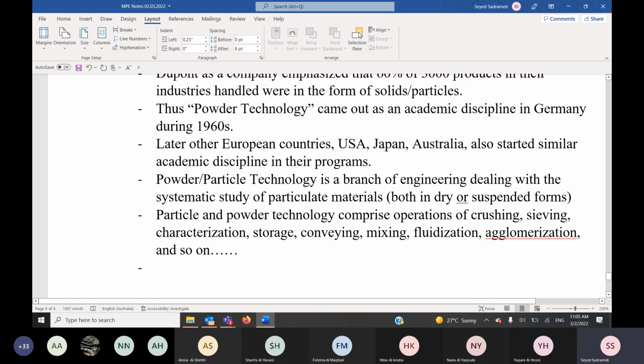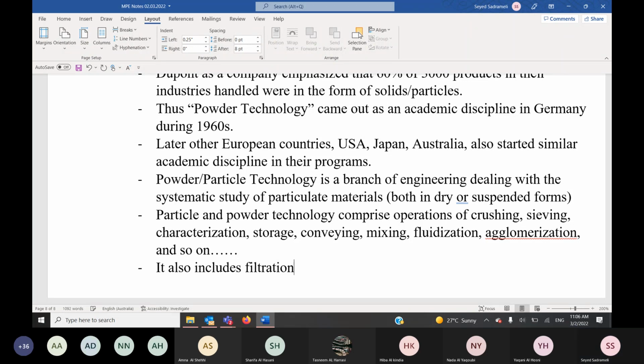It also includes filtration, centrifuge, thickening, decantation, fermentation. And we are going to study all of the above processes in this course.